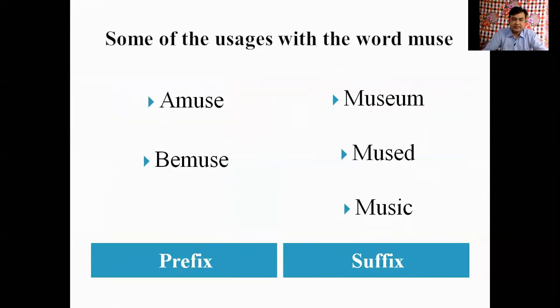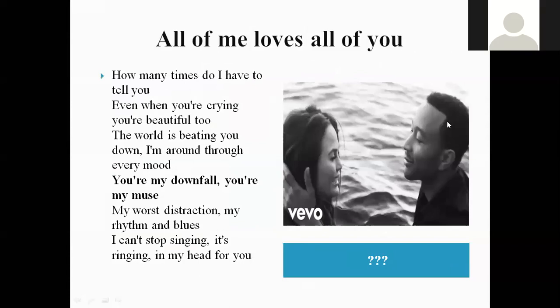Okay. Another thing we are going to read. Do you know who is this person? Who is the singer? Can anyone tell? Yes, sir. Tell his name. John Legend. Yeah, John Legend. Thank you.